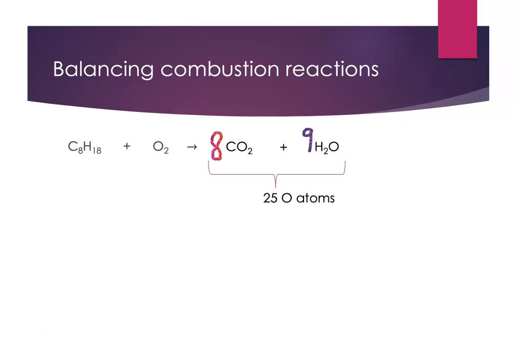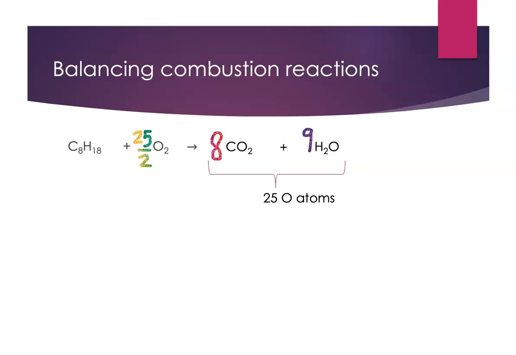But now if I go and count all my oxygens on the product side, that gives me 25 oxygen atoms, which is an odd number. And of course, the oxygen molecules on the reactant side are O2 molecules, which is an even number. So one way I could fix this is to use a fractional coefficient. I could write 25 halves. If I had half of all the atoms in 25 molecules of O2, that would be 25 atoms.